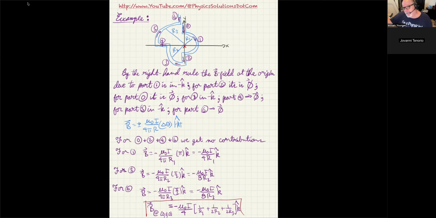And because the X is to the right and the Y is up, a right-handed coordinate system would have the k hat pointing out of the page. So I had to say negative k hat because it points in the opposite direction. Does that make some sense?